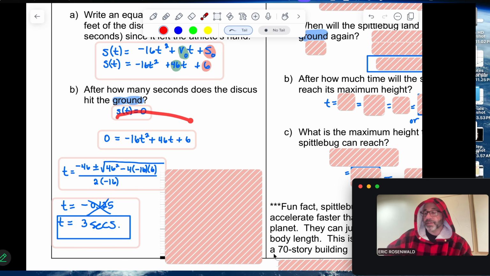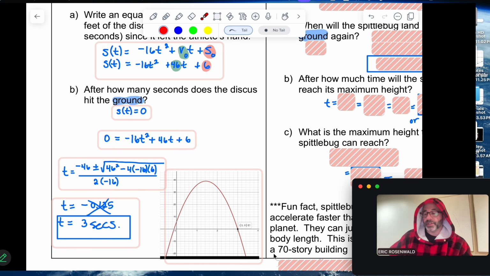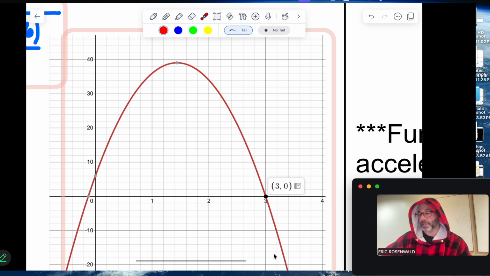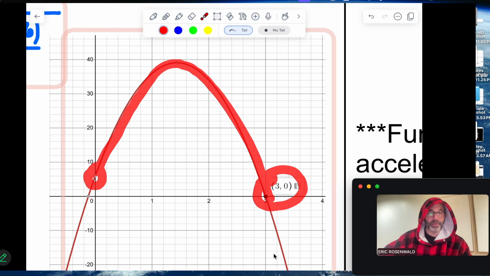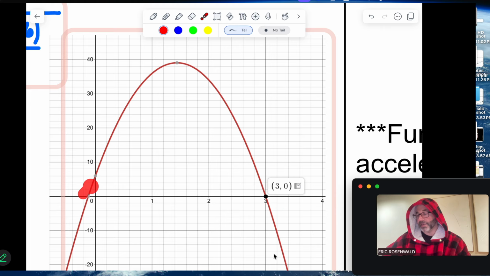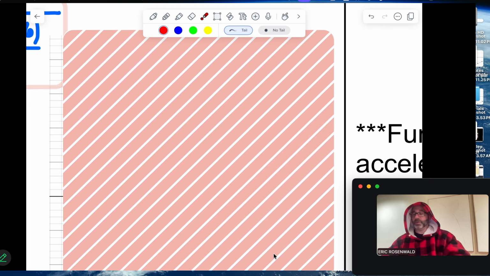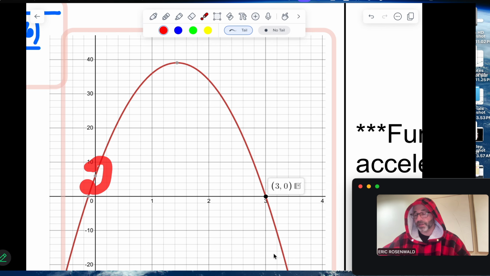If I was to take this and throw this into Desmos and graph it, this is what the graph looks like. Now you can see, thinking about what's happening, we have a discus that's starting right here. It gets thrown through the air. It lands on the ground, and it lands on the ground after 3 seconds. It's at a height of 0. And we get this negative right here, which is like if I was to go backwards in time. But what's happening is I'm starting from a height of 7. Okay? So there's that picture.